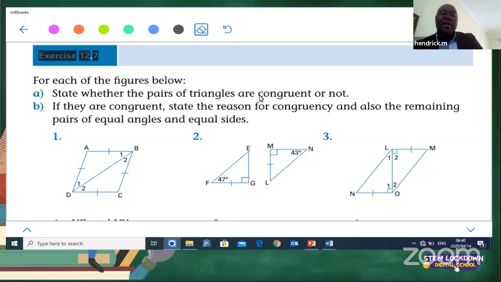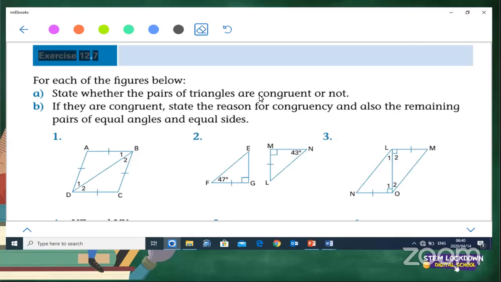Now let's focus on the first one. How many triangles do we have? Two, ABD and BDC. I want you to prove congruency there. Are the two triangles congruent? Why do you say so? Can I get a comment? Are the two triangles congruent? Or you can choose any triangle.